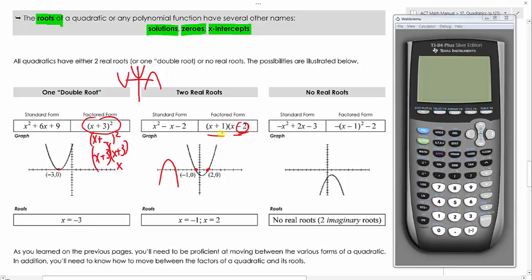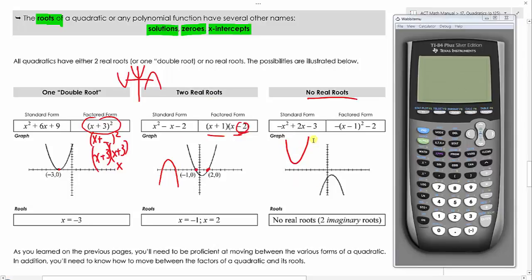So what we also can have is no real roots. No real roots occurs when the parabola does not touch the x-axis at all. Keep in mind, we did just say many times that the roots and the zeros and the x-intercepts are all the same. Well, notice when we say one double root or two real roots or no real roots, we're also talking about the number of x-intercepts the parabola has. So when we say two real roots, that's the same as saying two x-intercepts.